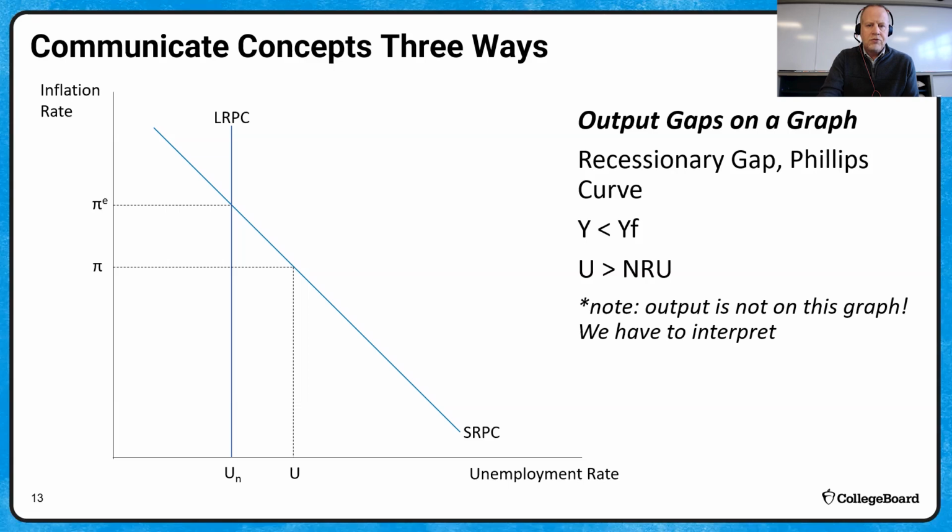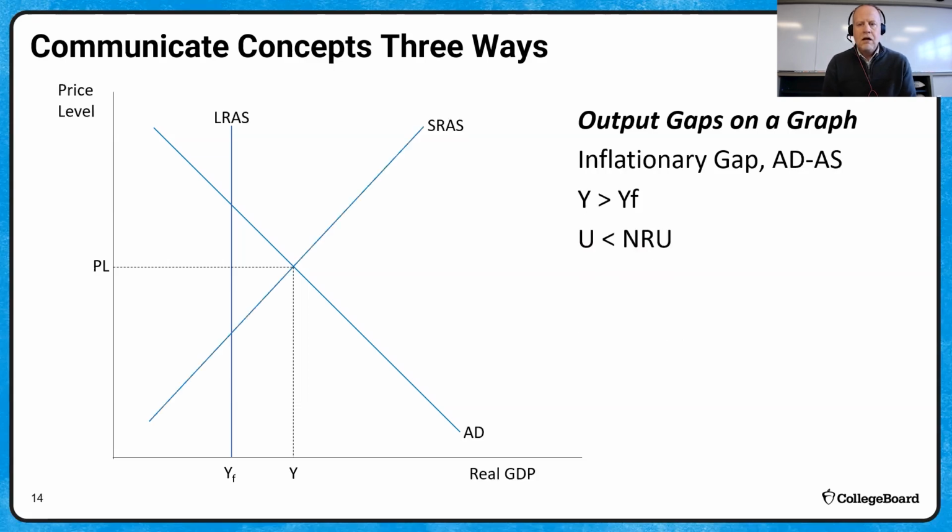How about inflationary gaps? Let's make sure we understand those, run through those rather quickly. Output gaps on the graph, inflationary gap as represented by ADAS, our old favorite ADAS. Now we're operating with output levels beyond full employment. And at that point, with output beyond full employment, we should know unemployment is going to be less than the natural rate of unemployment. So an inflationary gap on ADAS is going to look like this. We're going to have our short run equilibrium to the right of LRAS, to the right of our full employment output level.